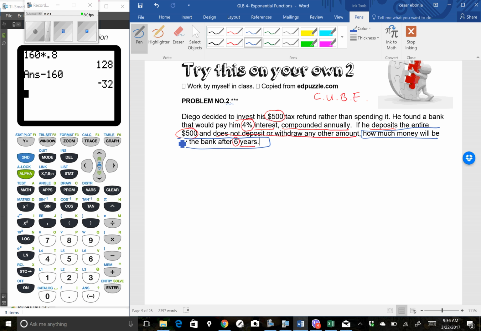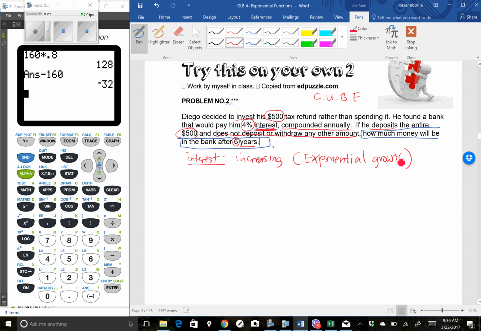Now in this case, since you are putting the money in the bank and you are earning interest in there, it means that this one is growing. So this one actually illustrates growth because of the interest. So the keyword here is interest, which means you are growing your money. So this one is an increasing one, which means that this one is an exponential growth.